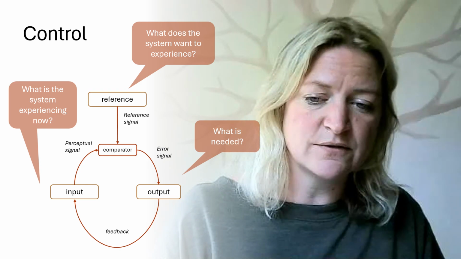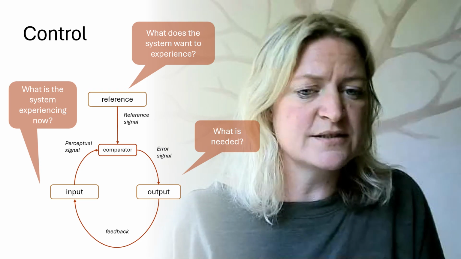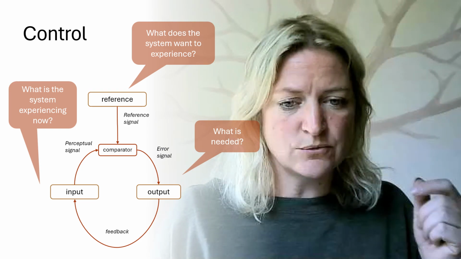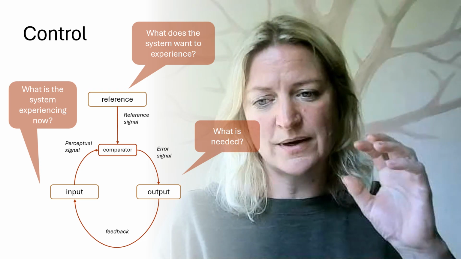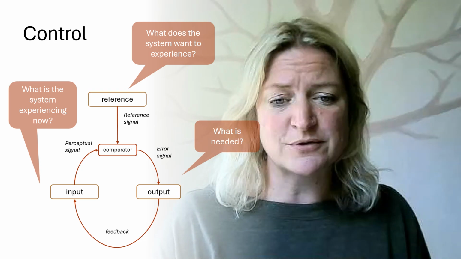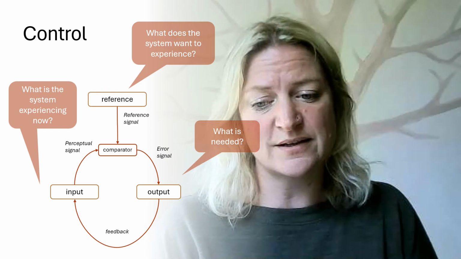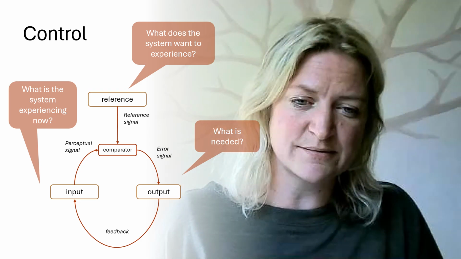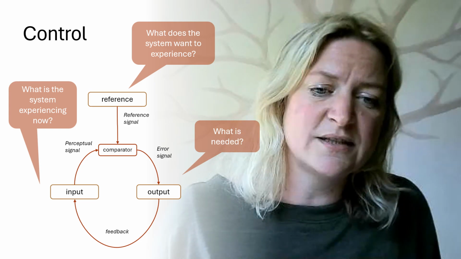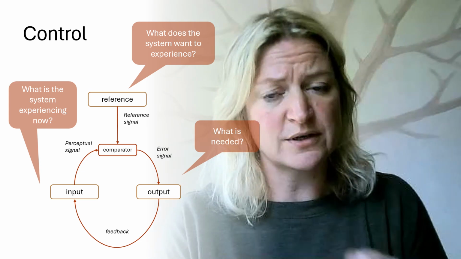So the error signal drives the output function and tells the systems below the current system what is needed to decrease the difference between the reference signal and the input signal. So this error signal tells the other systems what do you need to do, what needs to change in order to get the reference and the input as close to each other as possible.